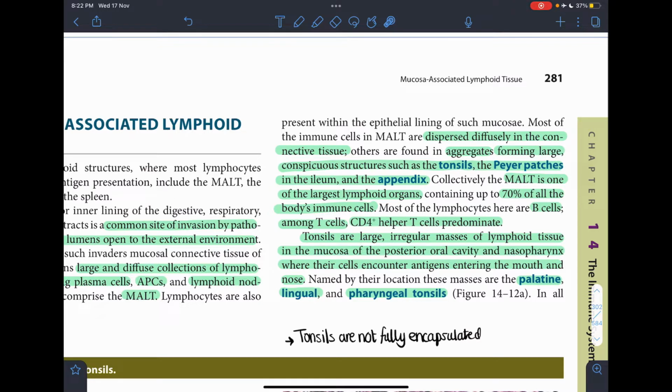So most of the lymphocytes in the MALT are B cells. We do have T cells, but these T cells are mostly CD4 helper T cells to help those B cells.